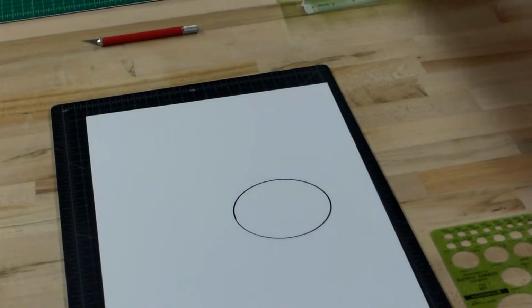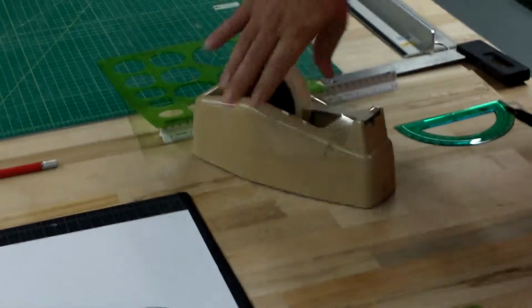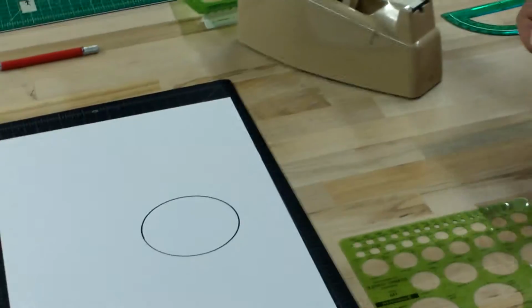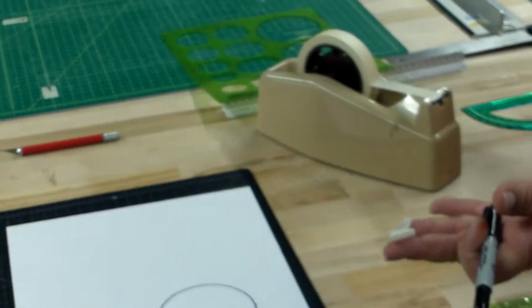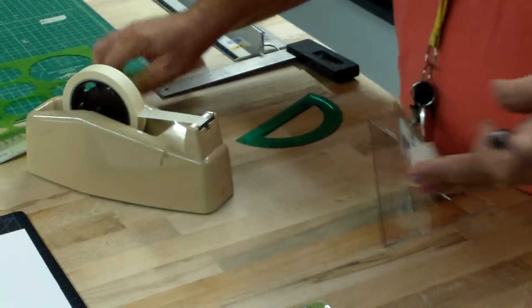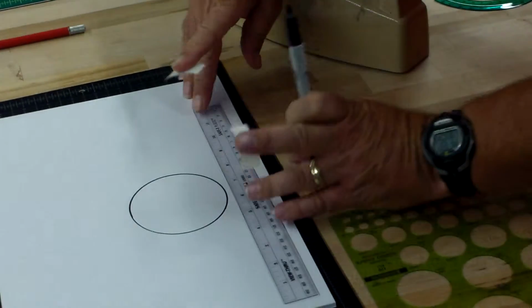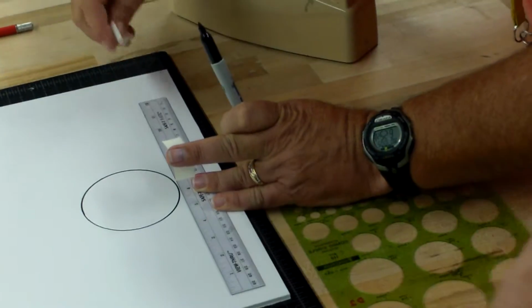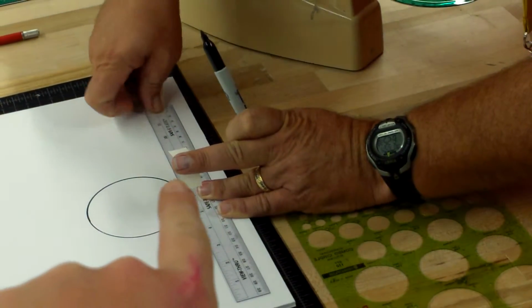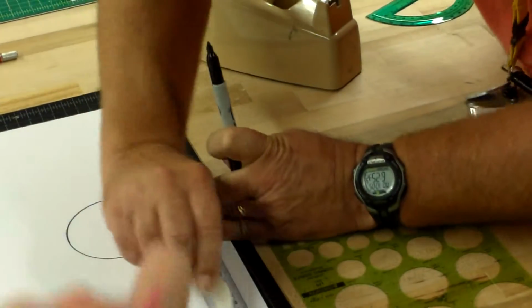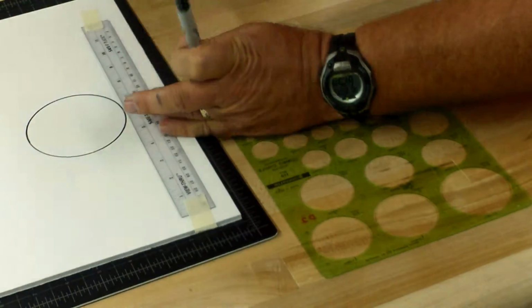The trick involves using some masking tape and a flexible ruler. So I have two pieces of tape on my finger. I have a flexible ruler, right over here. And what I'm going to do is lay the flexible ruler somewhere on the circle so it's touching, and I'm going to tape down my plastic ruler so it doesn't move.